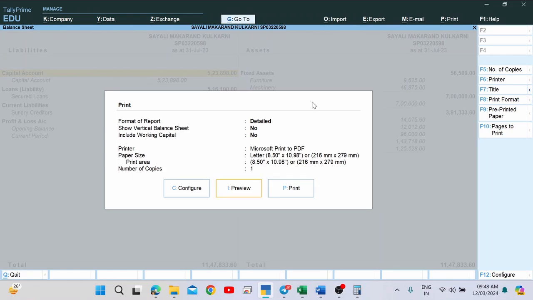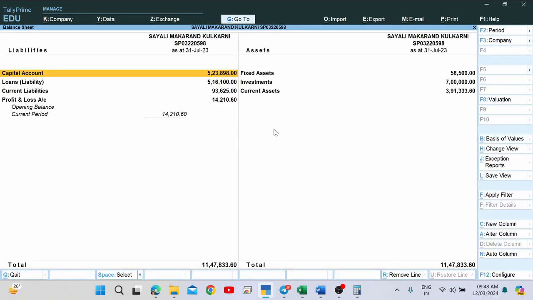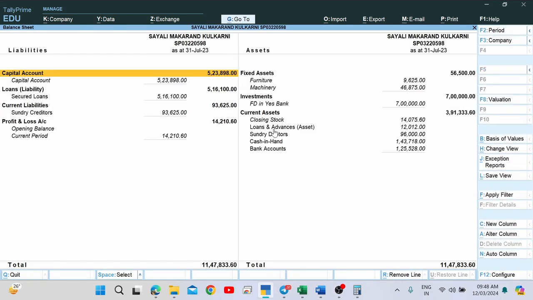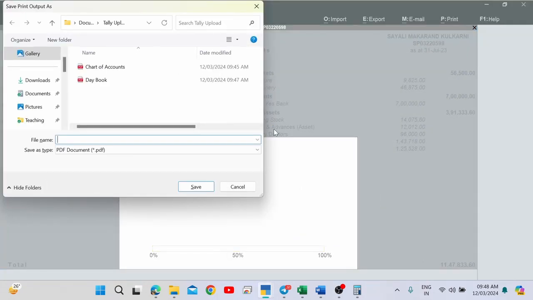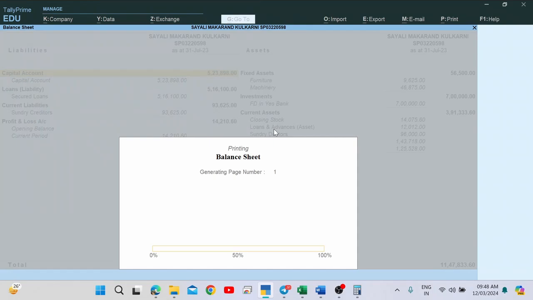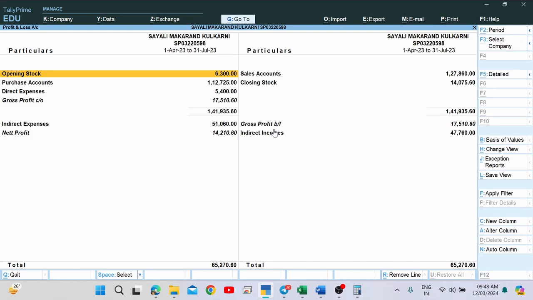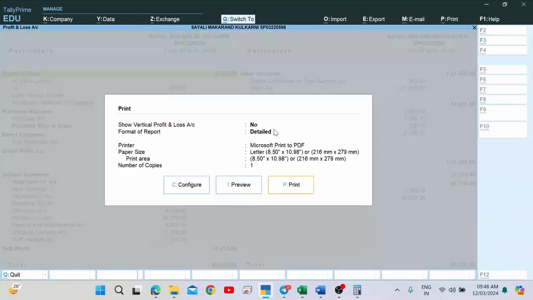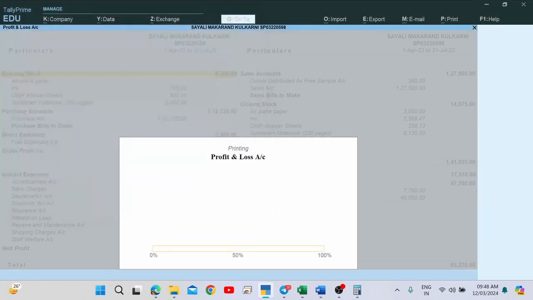Then don't do anything. Detailed is already selected. Now, if you click on the balance sheet, press Alt F1 to get the detailed balance sheet, and then just press Control P, enter, and then name it balance sheet, enter. Okay. Then after this, profit and loss: Alt F1 and then Control P, enter. Name it profit and loss.